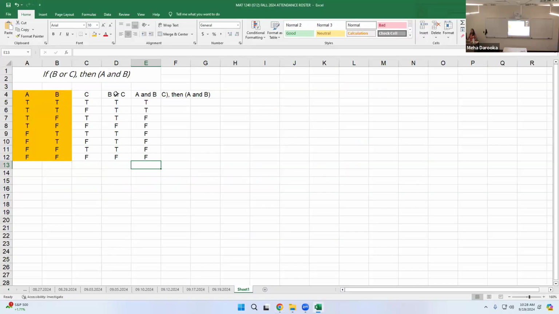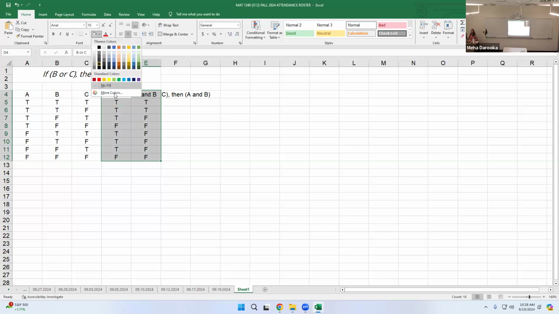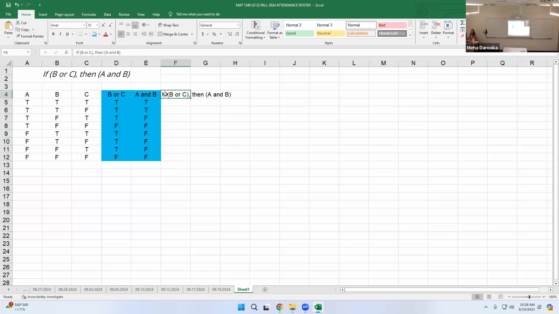And that's why we wanted to put the B or C column first, because that's the premise, the if part. And then the A and B was the conclusion, the then part. So I did want B or C to be on the left, A and B to be on the right, so that I can follow from left to right. So we are looking at these 2 columns now, the very last 2, so that we can see the full statement there.